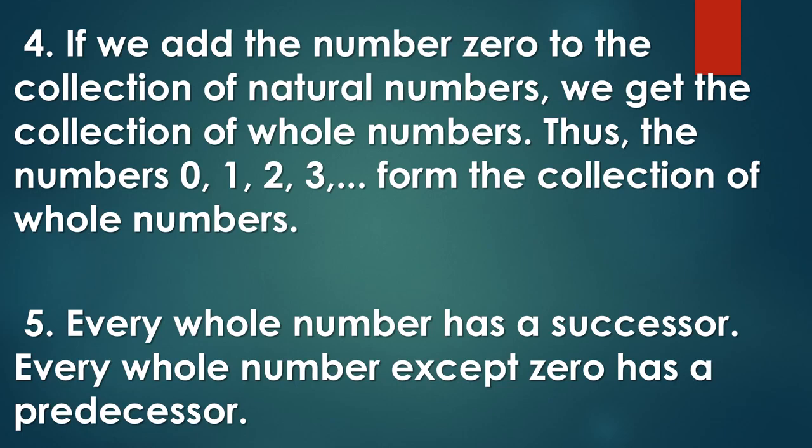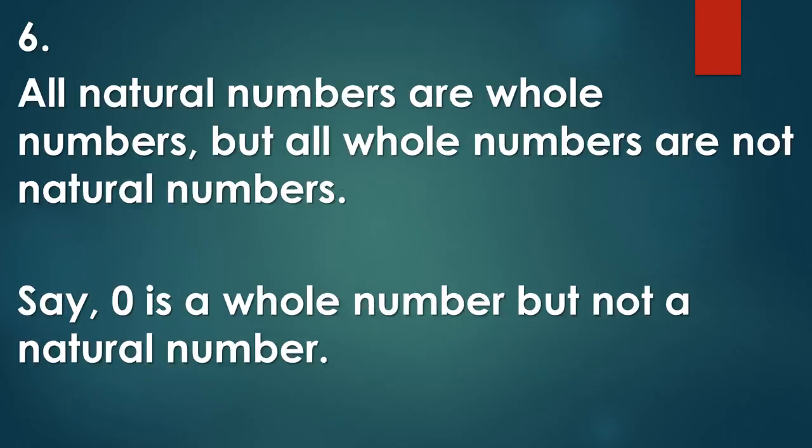Sixth point is, all natural numbers are whole numbers, but all whole numbers are not natural numbers. Why? Because 0 is a whole number, but 0 is not a natural number. In whole numbers, the definition is 0 including all the natural numbers. It means the natural numbers are all there, but 0 is extra. So 0 is a whole number, but it is not a natural number. So all natural numbers are whole numbers, but all whole numbers are not natural numbers. Seventh point.